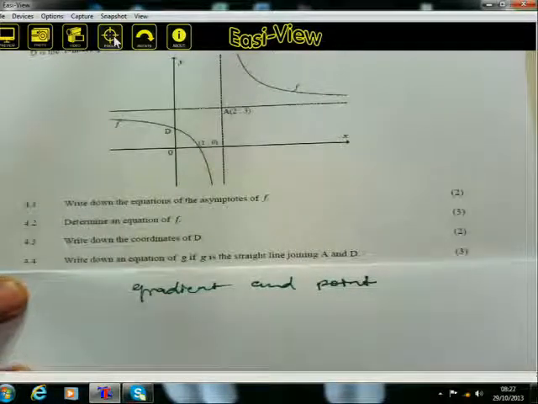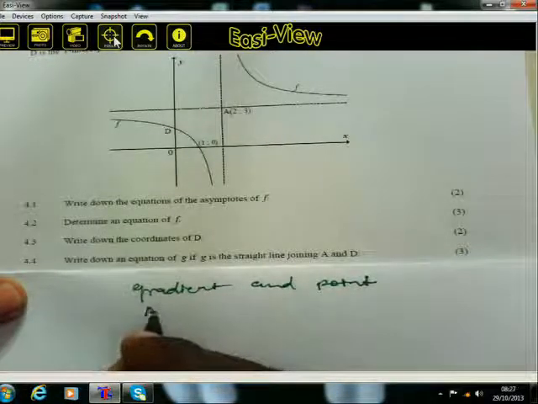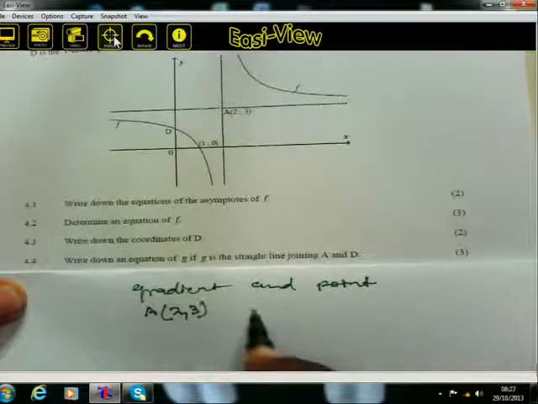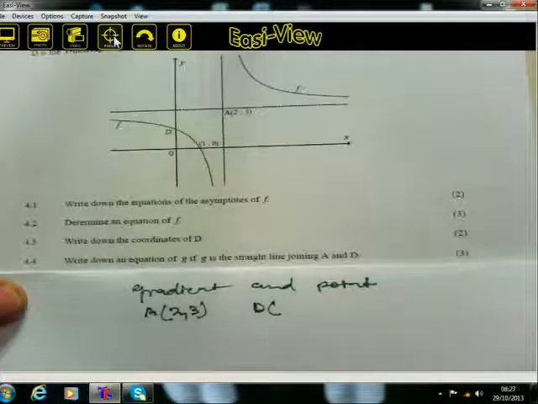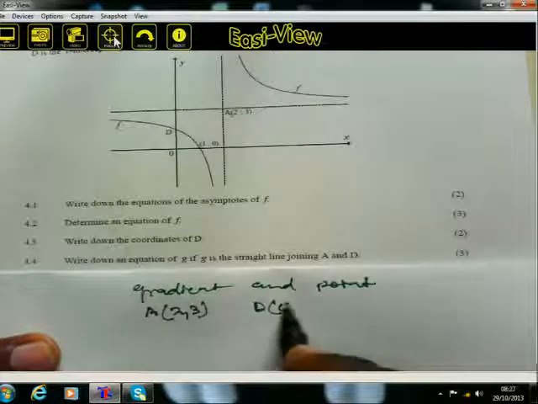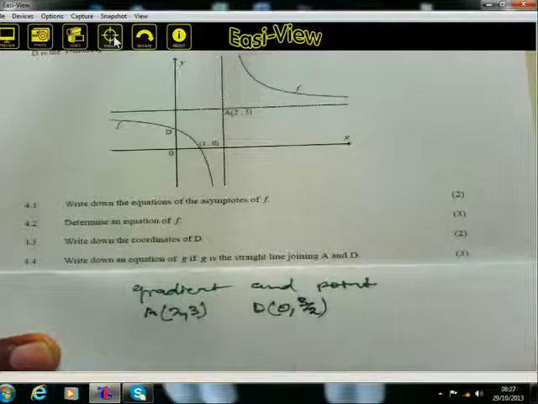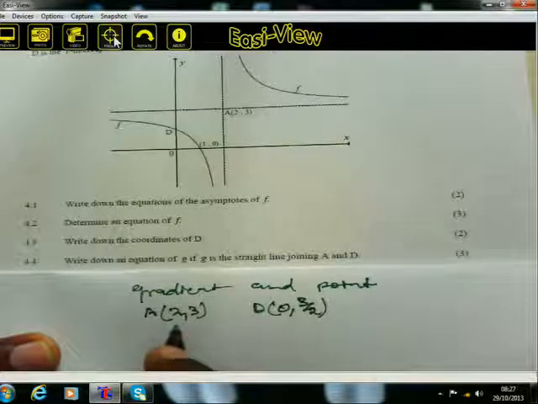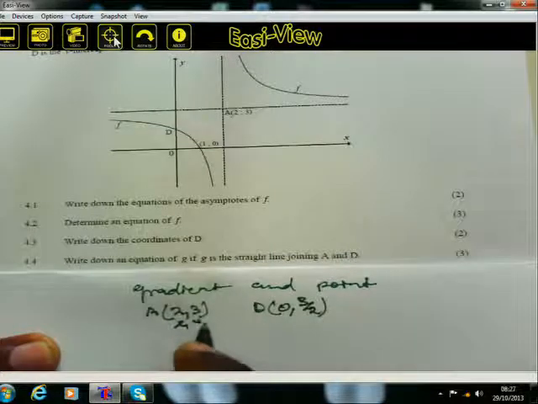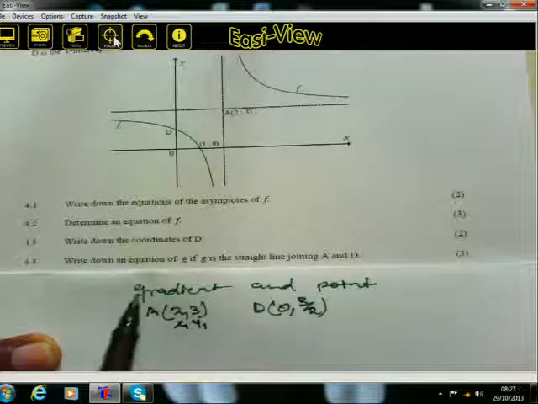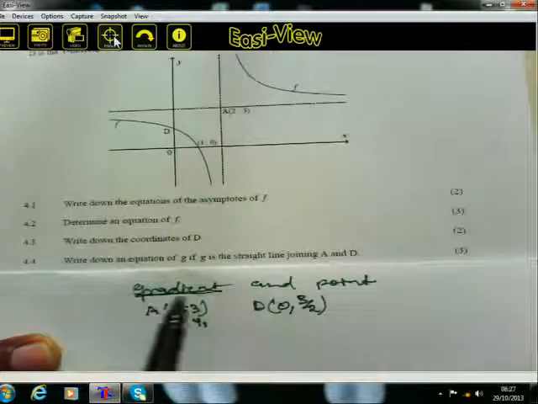In this particular case, they give us A and D. So A is (2; 3). And the coordinates of D, we have just done them. Our x is 0, our y is 3 over 2. So we have a point. We can call this one x1, y1. We have a point. We need what? A gradient. We are running short of a gradient.